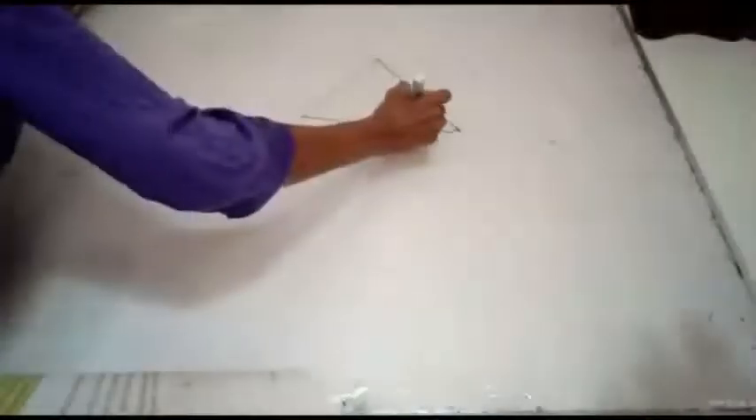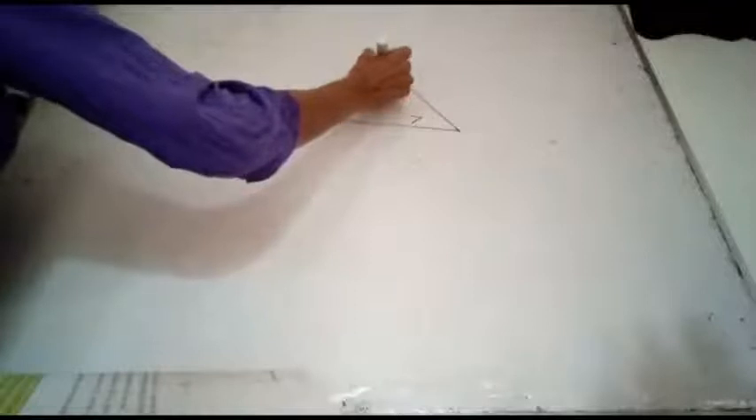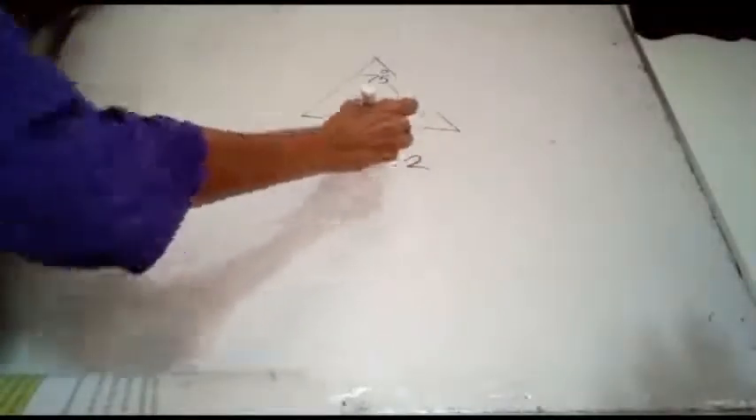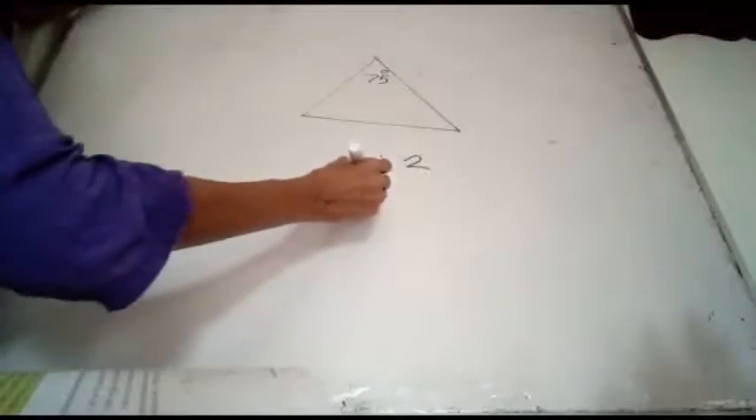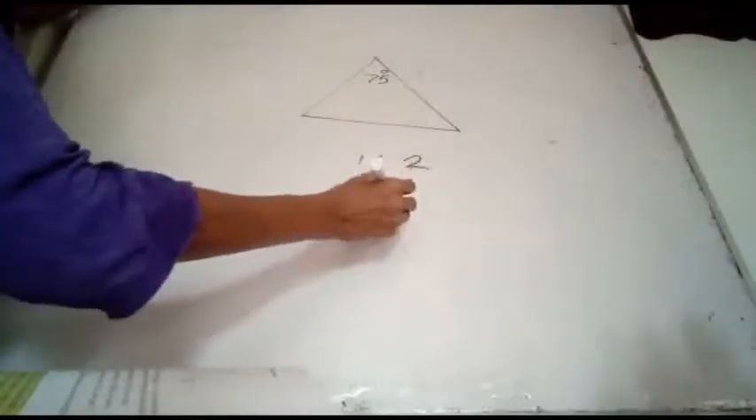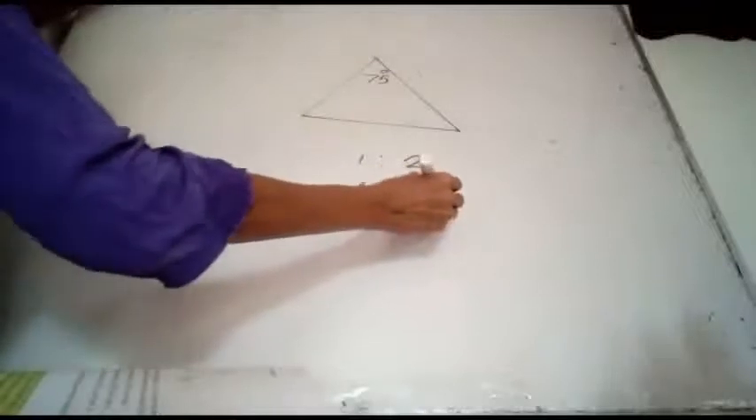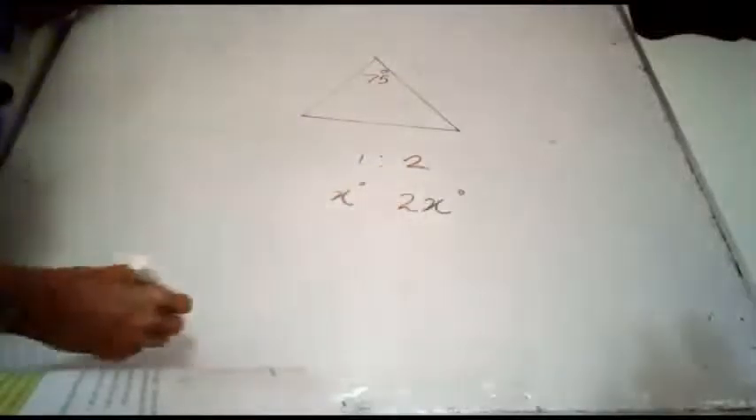An interior angle of a triangle is 75 degrees. The ratio of the magnitudes of the remaining two angles is 1 to 2. Find the magnitudes of each of these angles. We take the magnitude of the smallest angle as x degrees. Then the magnitude of the other angle is 2x.